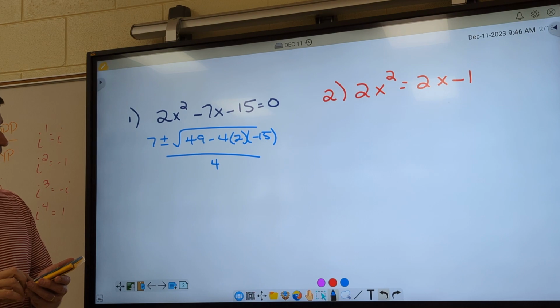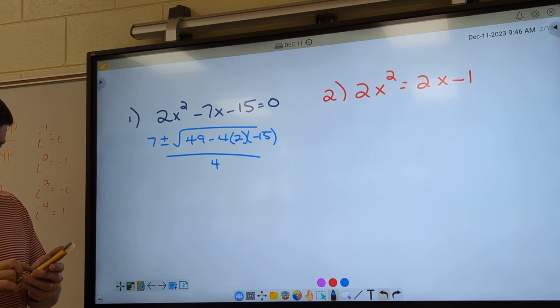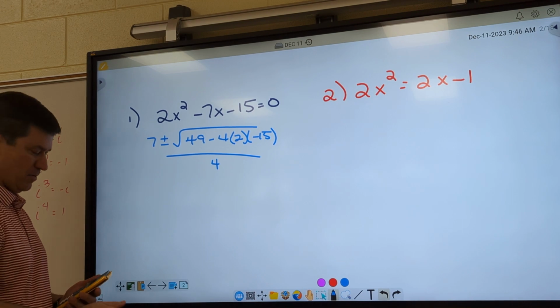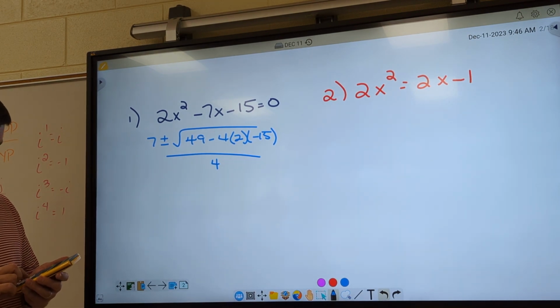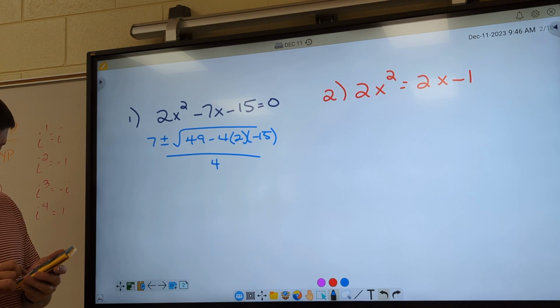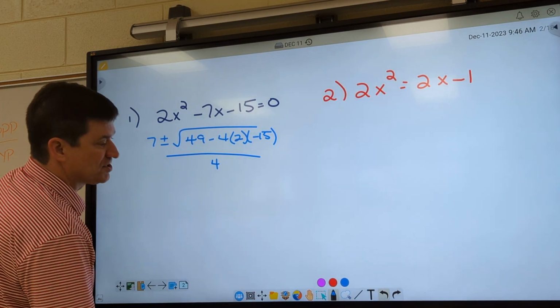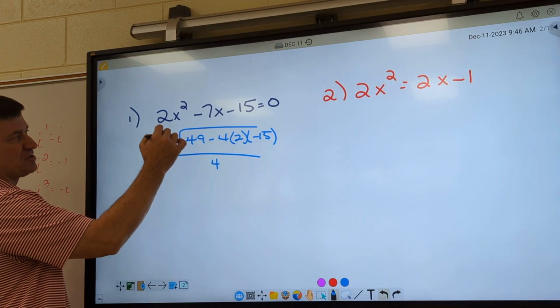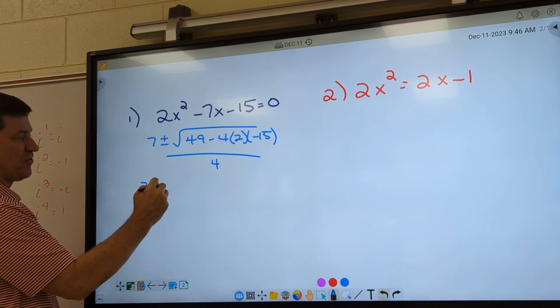So I got 49 minus 4. Okay, I did something wrong. Let's do it again. 49 minus 4. All right, that time I got 169. So the square root of 169 changes to 13.